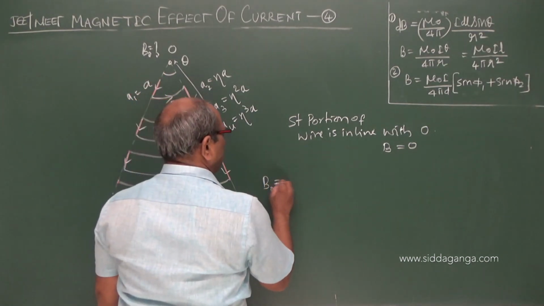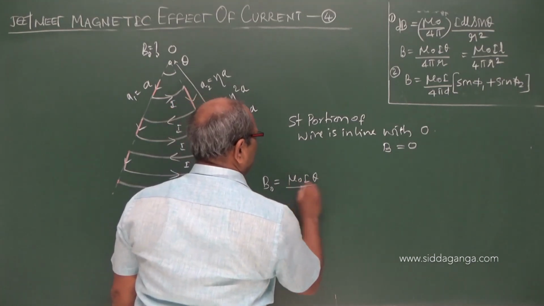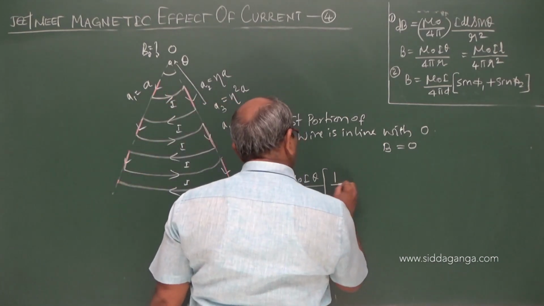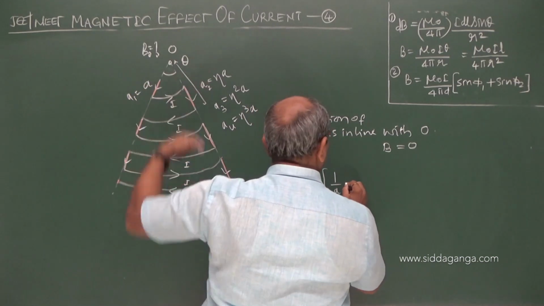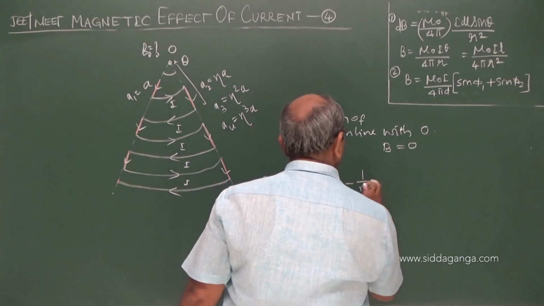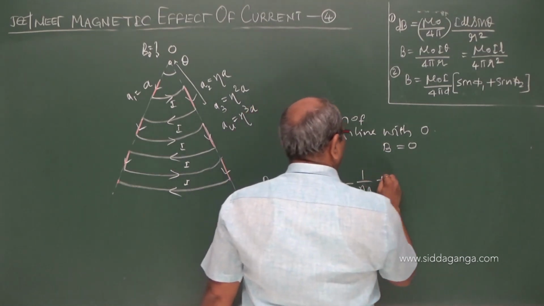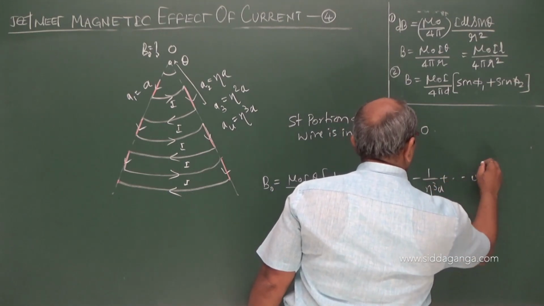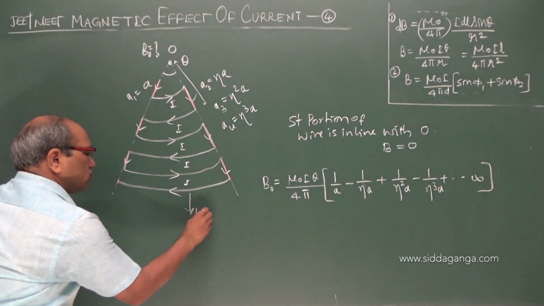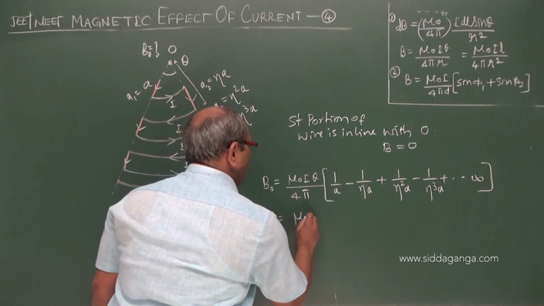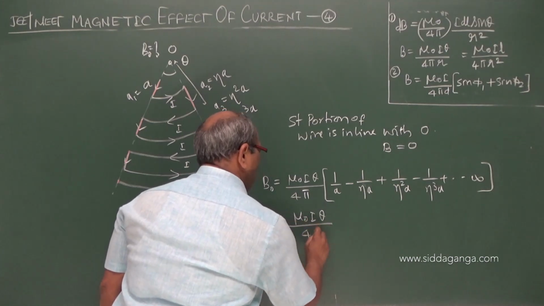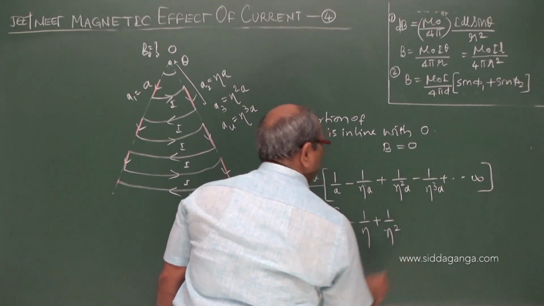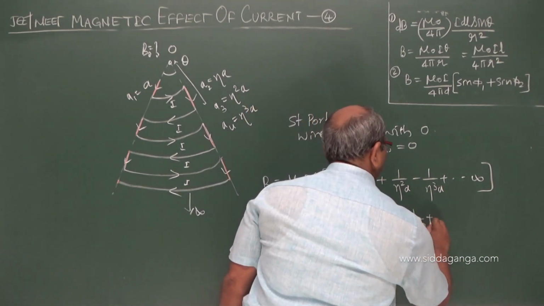So B naught can be written as mu naught I theta by 4 pi into, the first one is 1 by A, it is anti-clockwise. Clockwise minus 1 by eta A, plus 1 by eta square A minus 1 by eta cube A plus, up to infinity. This pattern runs to infinity. If you take the common term out, 4 pi A into 1 minus 1 by eta plus 1 by eta square minus 1 by eta cube plus so on to infinity.